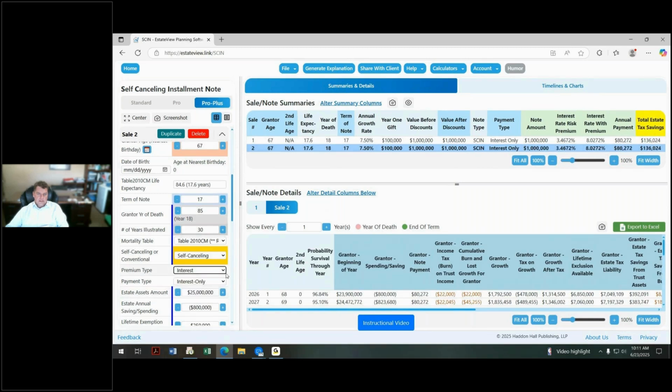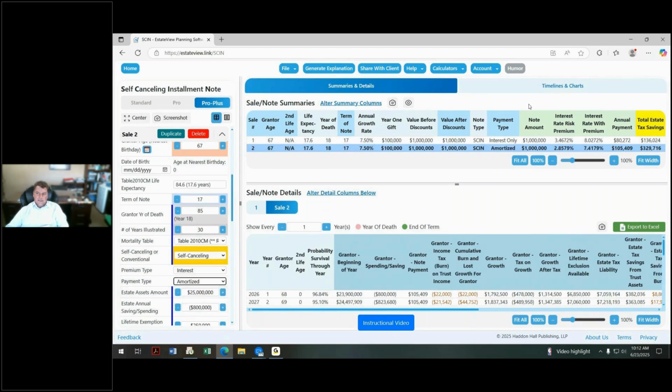And then if we went back to an interest-only note, we can see we're identical, right? But then if I made the payment amortizing instead of interest only, you can see that because there's more of a likelihood of getting some or all of the payment back, the interest rate premium gets reduced. So my total interest rate premium is only 2.8579 instead of 3.4672. That means the total interest rate is 7.4179 instead of 8.0272.